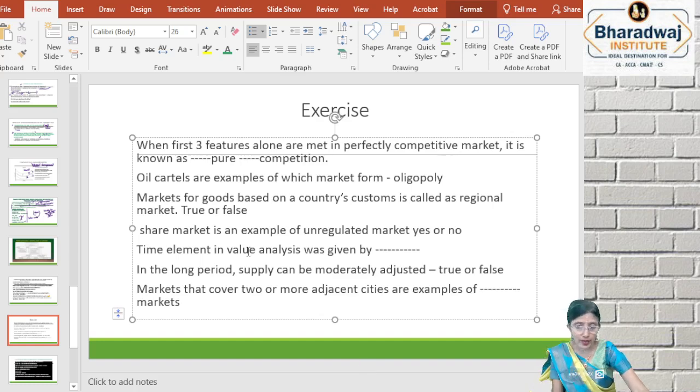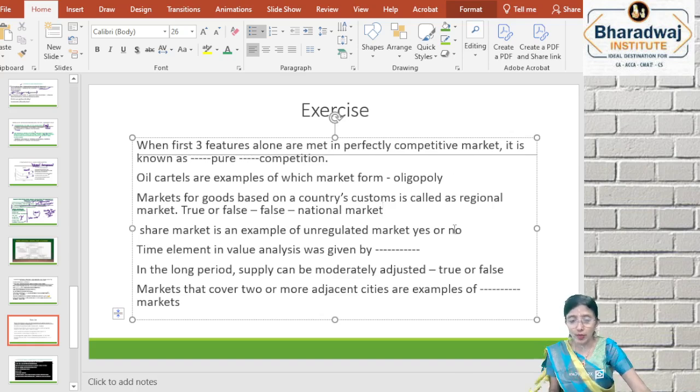Okay, oligopoly market now. Markets for goods based on a country's customs is called regional market. The answer is false. You know why? Because it is called a national market. This comes under general classification based on geographical location. You know that, no? Local market, regional market, national market, international market. This comes under national market because the country's nation and tradition will be respected. We said anything like dress code, dress wear, dhotis, saris, bindis, the language of the country. All this as examples we have seen. So this is not a regional market, it's a national market.